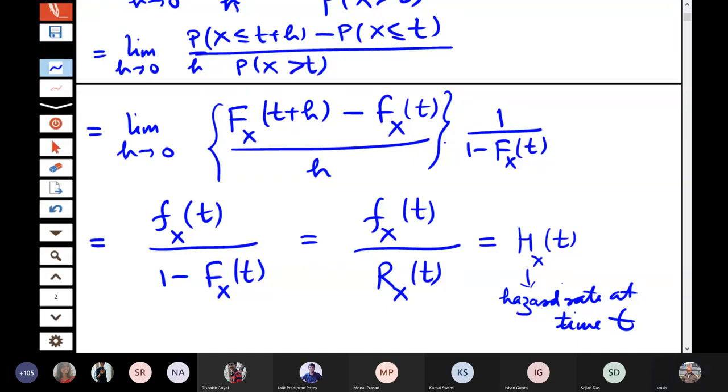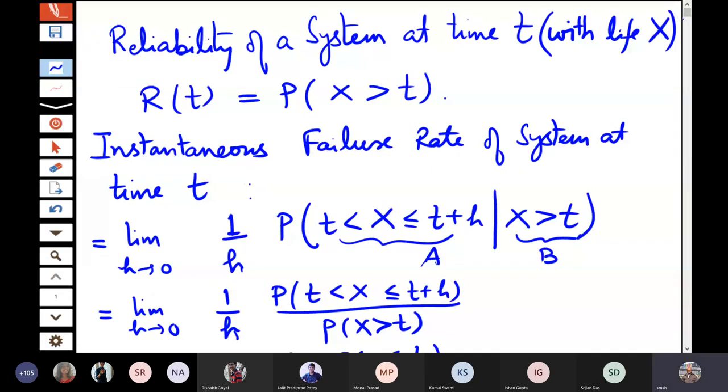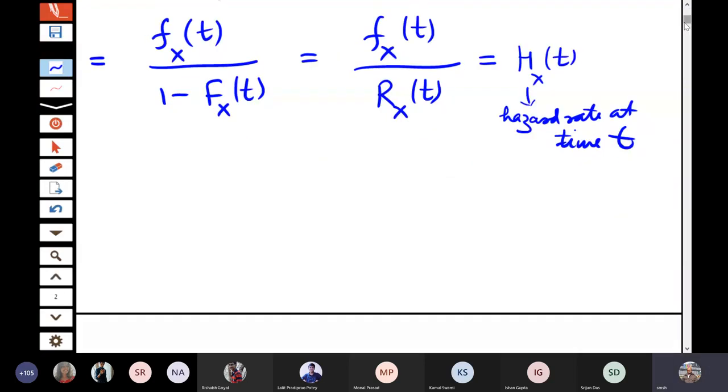Okay, so we have derived the formula for a term called the instantaneous failure rate of a system at time t. That formula we have derived as density function divided by the reliability function, or density function divided by 1 minus the CDF of the function. Is that okay? Can you follow this formula? Yes.